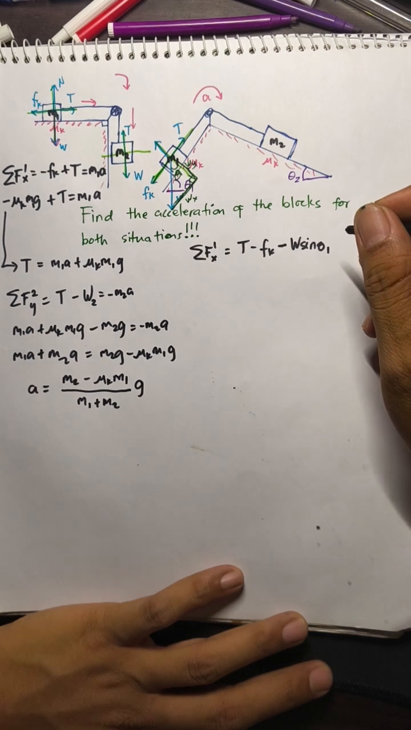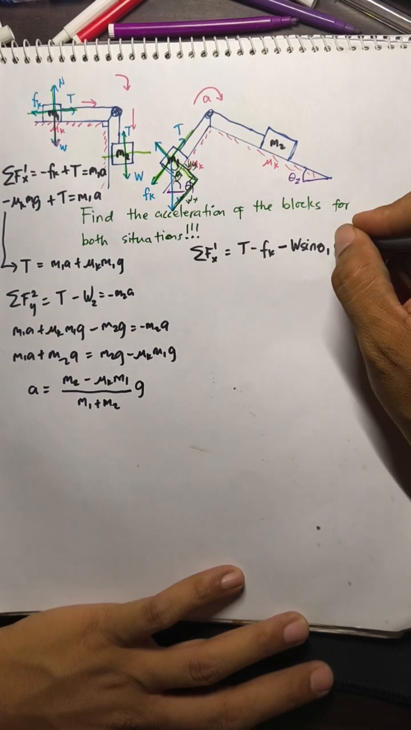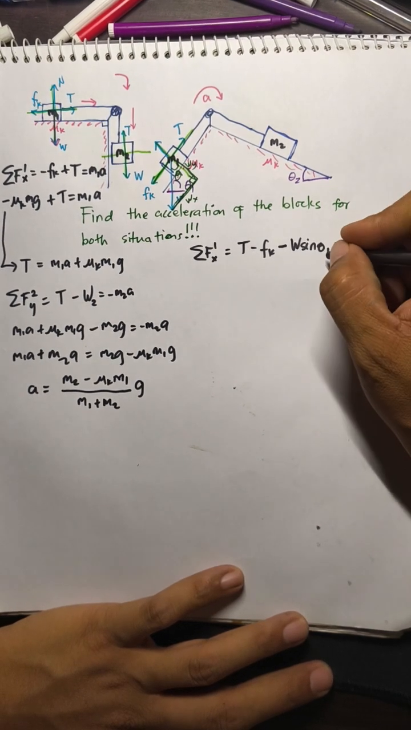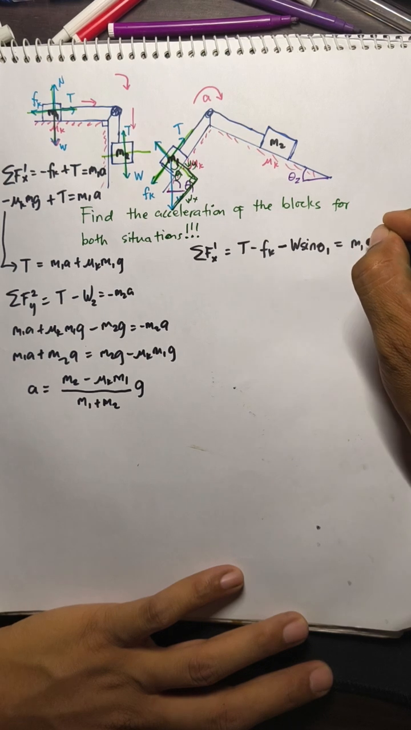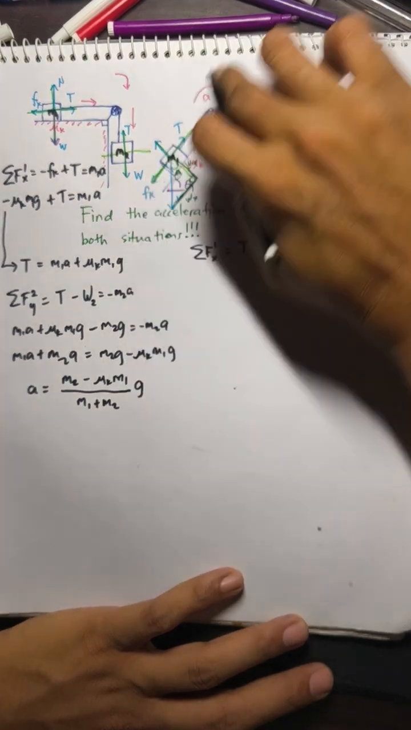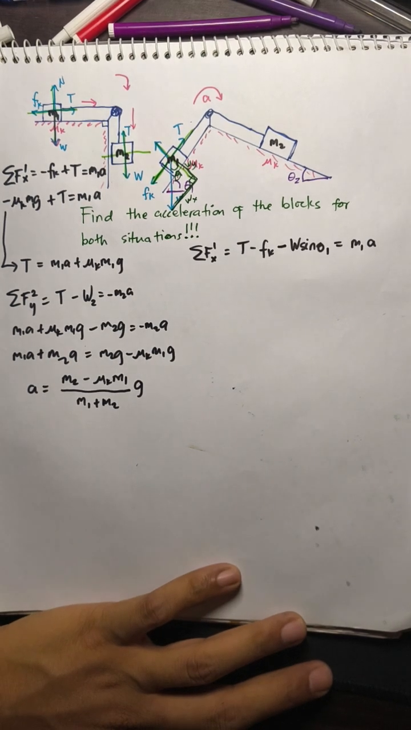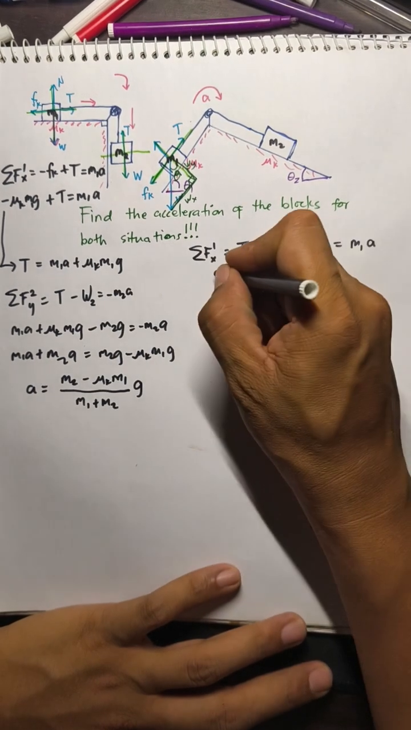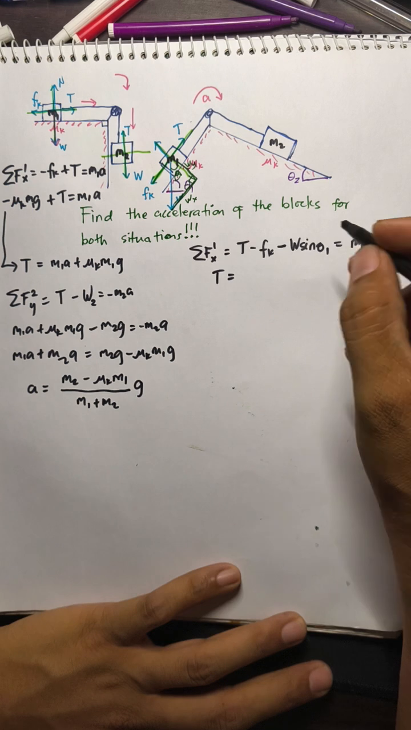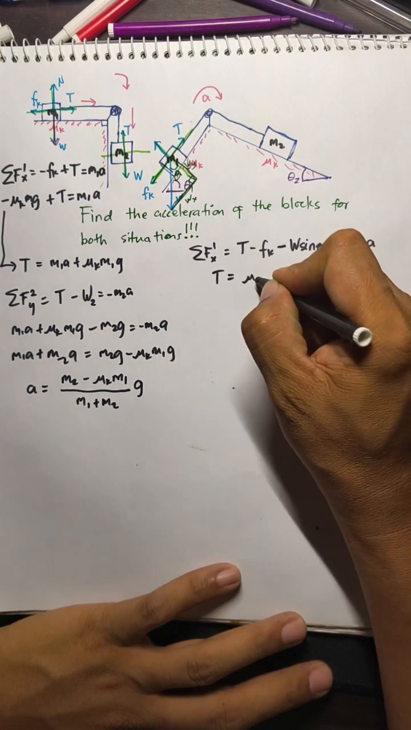Okay, is there any other force? No. So we now have T - Fk equals m1a, because a is going in the positive direction. From here we can find the expression for tension. T is just equal to Fk. But what is Fk? This is mu N.